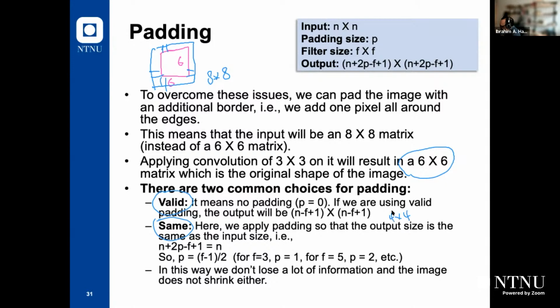When it's same, we apply the padding so that the output size is the same as the input size, right? When we select padding equals same, it means the output size will be the same as the input size. In this way, we don't lose lots of information and the image does not shrink either. So the output feature map will be the same size as the input image or the input feature map. And at the same time, we will not lose too much information from the pixels located around the perimeter of the image. They will have equal importance to the other pixels inside the image, which is very important in some applications. Because the model will get the message, in fact. So even if you don't intend it, the model will behave according to this.